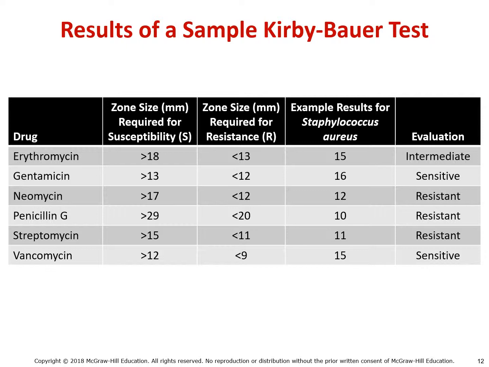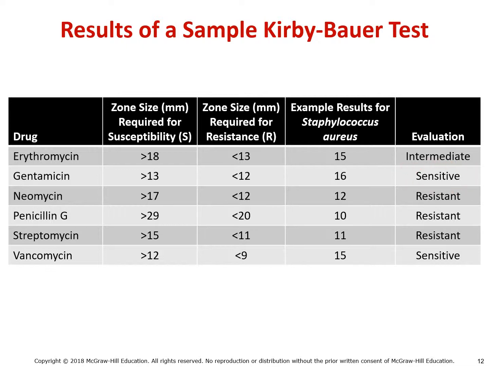But let's look at gentamicin next. Gentamicin had a measurement of 16 millimeters. Is that greater than 13 or less than 12? Well, it's greater than 13, so that means that bacteria is susceptible or sensitive to the drug, which means that drug works against that bacteria.